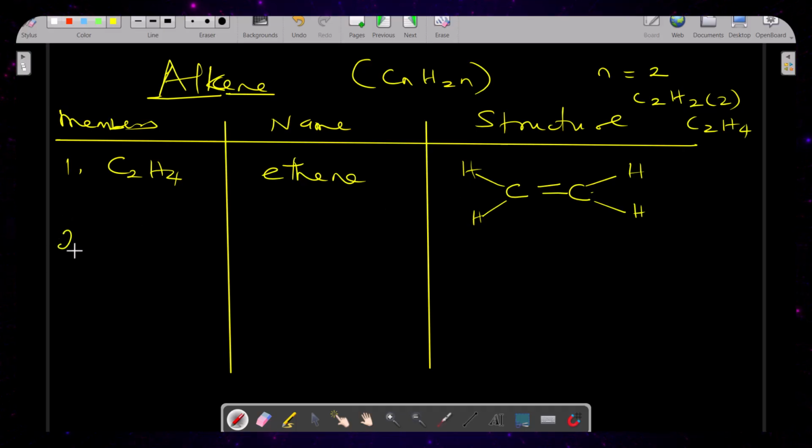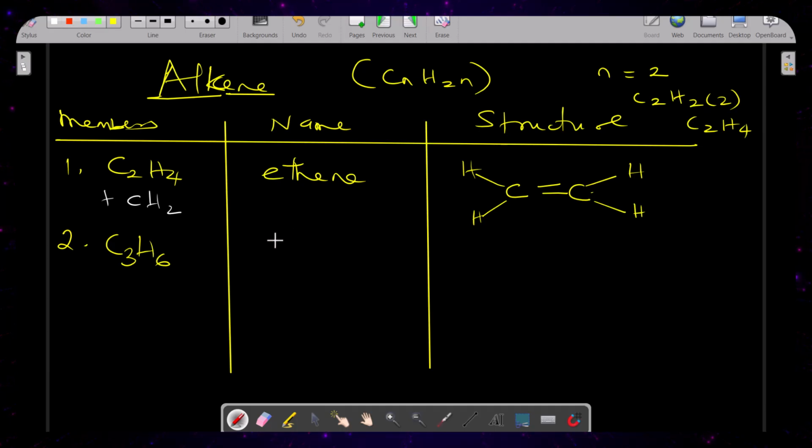So for the next one, I may not basically use the formula again. I've explained to you how to use the methylene group, which is CH2. So for the next one, I'm going to add CH2 to it to get my next member. So which is what?